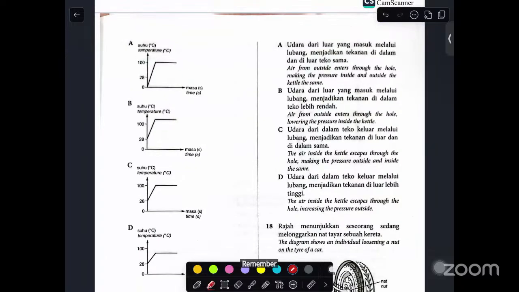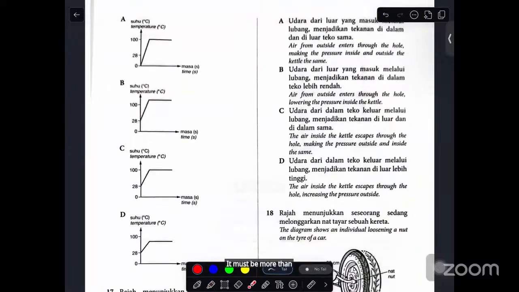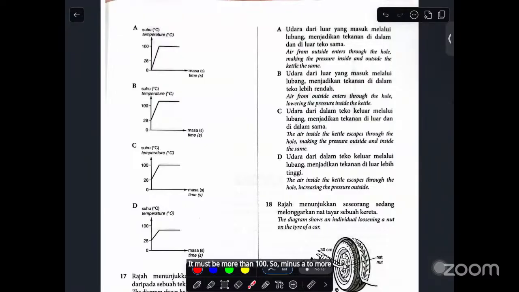Remember, the water is being added with salt. Ada garam. So, takat dia, suhu dia kena tinggi daripada 100. It must be more than 100. So, tengok graf betul-betul. Yang mana satu more than 100? Lebih daripada 100. Yes. B.